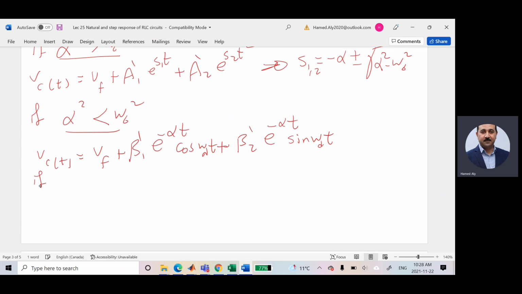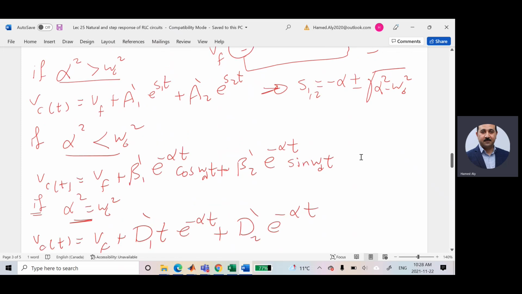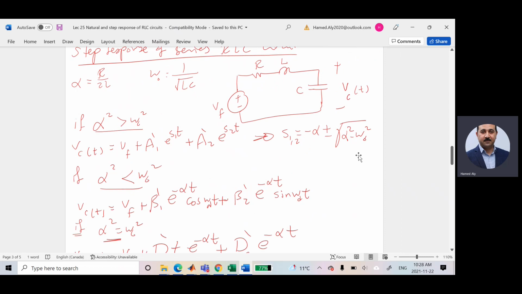The last case is if alpha square is equal to omega square, at that time VC of t is equal to VF plus d1 prime times t times e to the power negative alpha t plus d2 prime times e to the power negative alpha t. Again, where can I find the values for d1 prime and d2 prime? From the initial conditions. This is what I would like to mention for today's class.